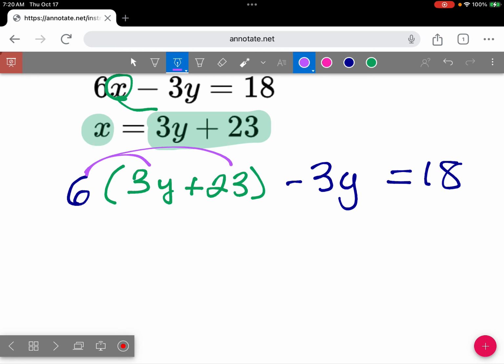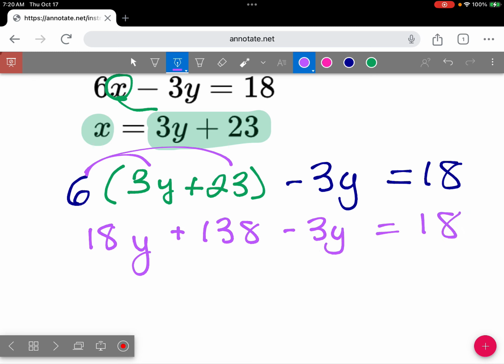6 times 3y is going to give me 18y. 6 times 23, we're going to use our calculators because that's not one I know off the top of my head either. That's 138 minus 3y equals 18.